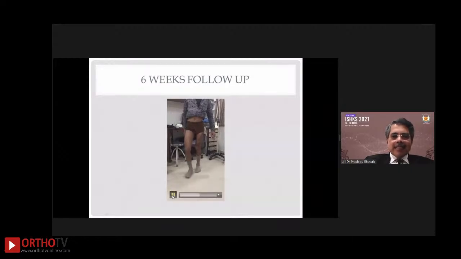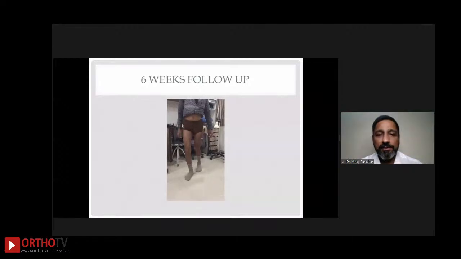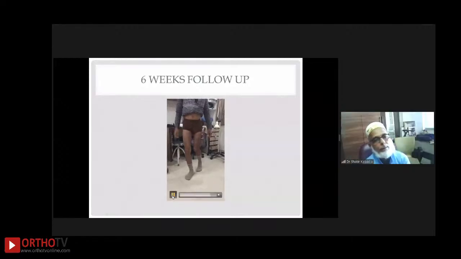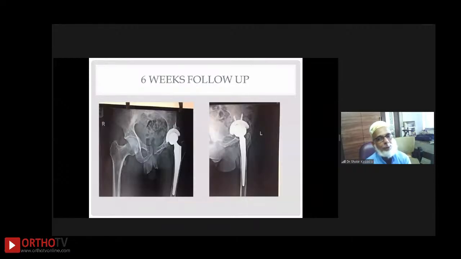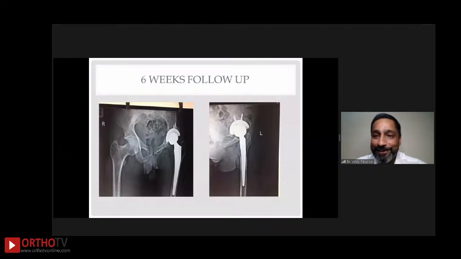And I think the pelvis has come quite nicely. Yeah, he's clearing his leg very well. A little bit of internal rotation, but that will come away in time. I think Vinay, here you'll have to send him to physio, whether you want it or not. The closest physio to his village is like 55 kilometers. So yeah, this is the 6-week X-ray. Yeah, good job.